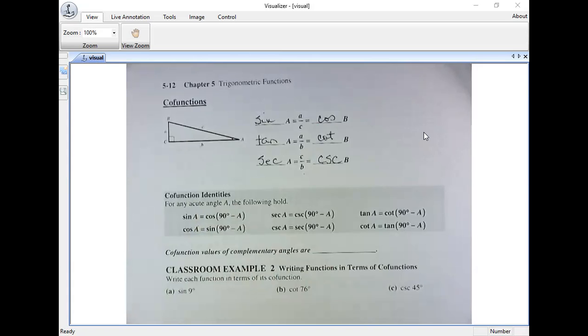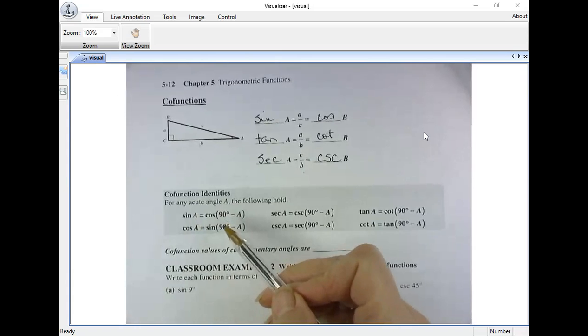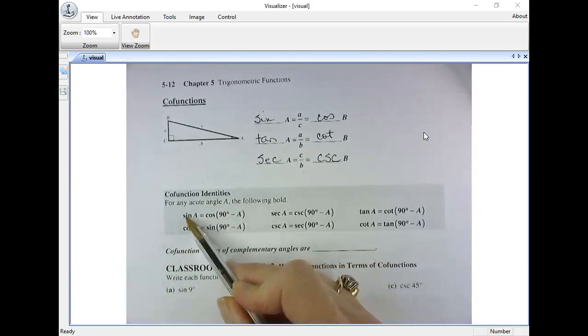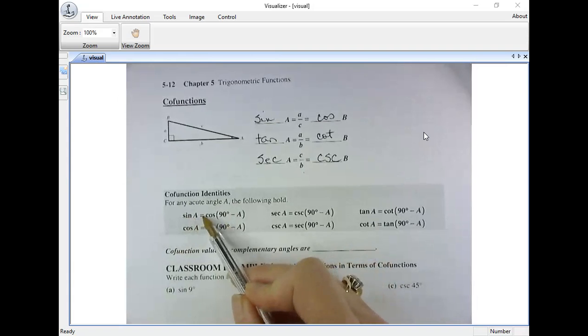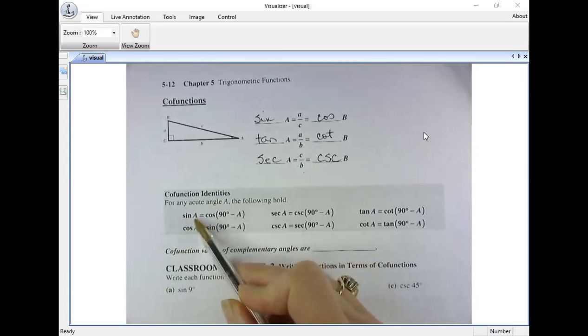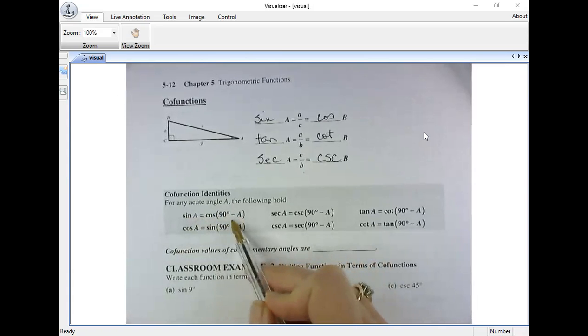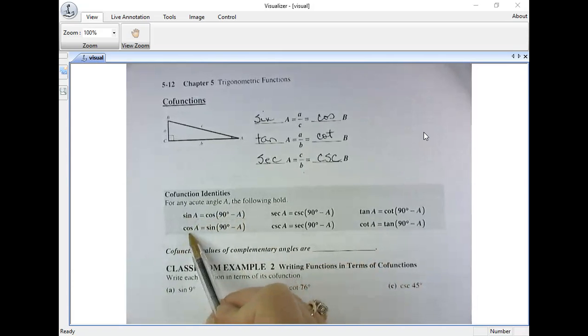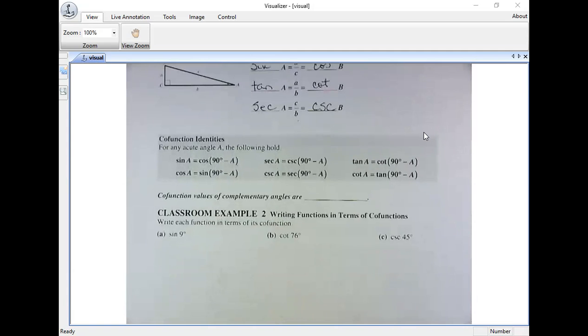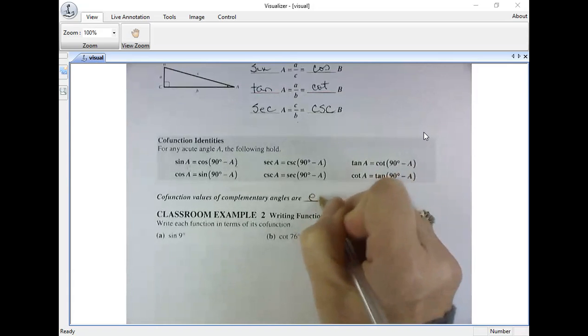So if I didn't know what the angle measures were, I should know that if angle A is, say, 30 degrees, the sine of 30 degrees is going to be the same as the cosine of 90 minus 30, which is 60. So in other words, these two angle measures are going to add up to be 90. These are going to be complementary. The cosine of angle A would be equal to the sine of 90 minus A, and so forth. Okay? So co-function values of complementary angles are equal.